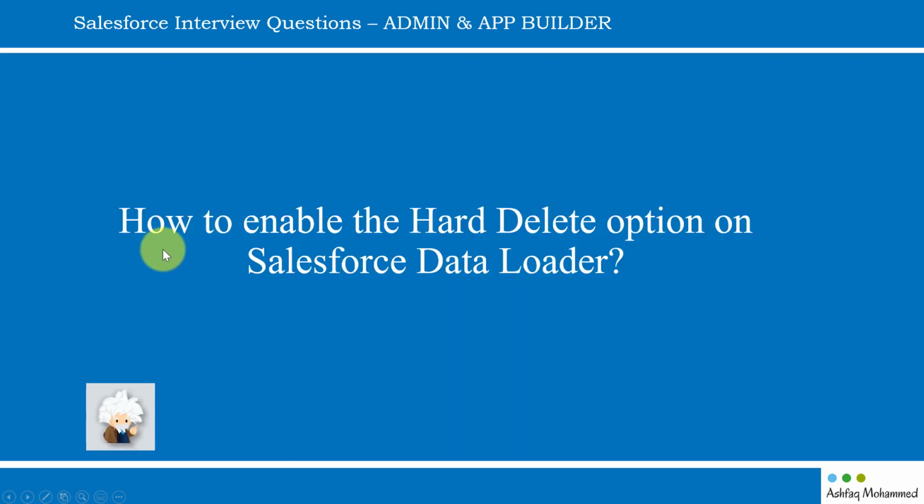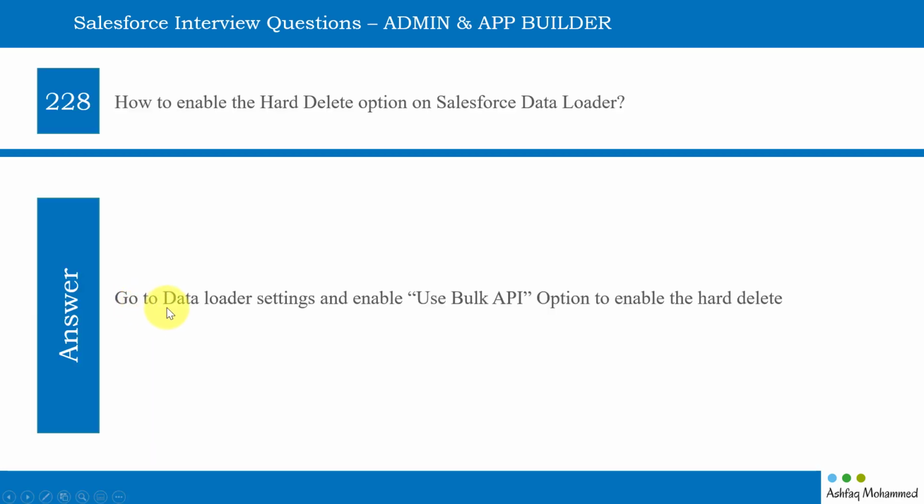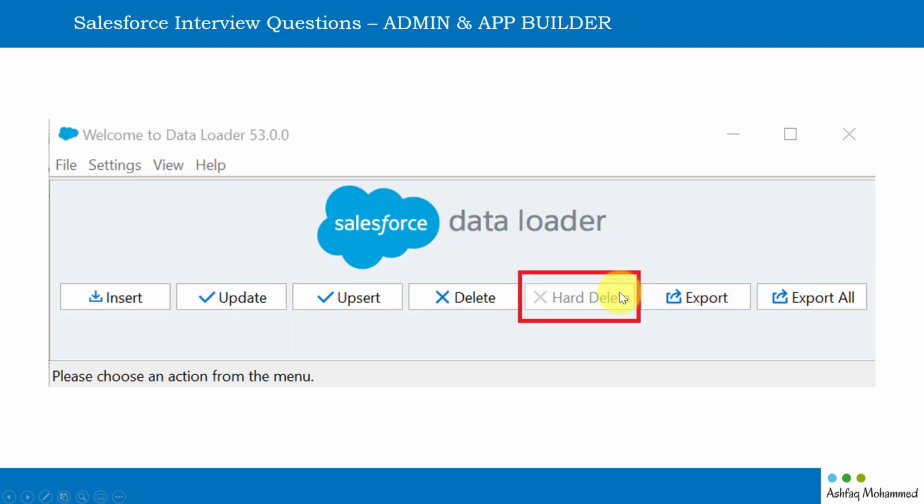The next question is how to enable the hard delete option on Salesforce Data Loader. I'm not sure if you realized in my first screenshot that we had all the options, and even hard delete was there in that screen, but it was disabled. So what you have to do is go to the Data Loader settings and enable the use Bulk API option to enable the hard delete option. If you look at this screen, hard delete is disabled, but the rest of them are all enabled.